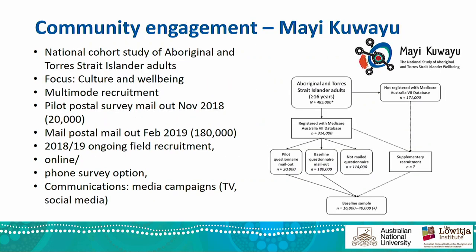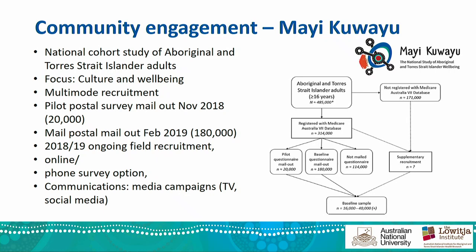So now moving into the community engagement study. I'm going to talk about the case study of Mayi Kuwayu, which, as I've mentioned, is our national cohort study. The focus in it is culture and wellbeing, culture and health. It has a multi-mode recruitment. We had a pilot postal survey in 2018 to 20,000. We had a further postal survey in February of 180,000. So you can imagine that's quite a big deal, costs quite a lot of money. But we're also continuing in-community recruitment for the rest of the year.